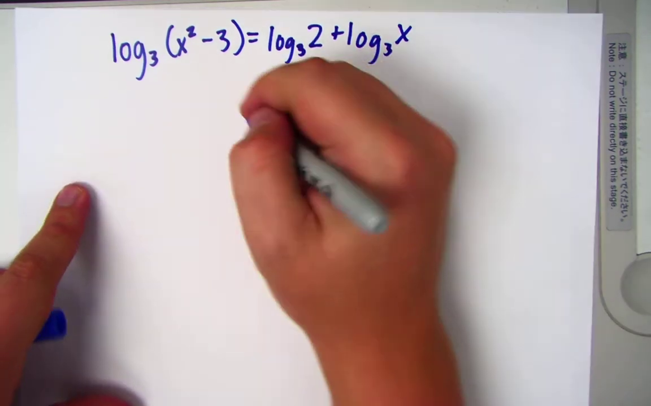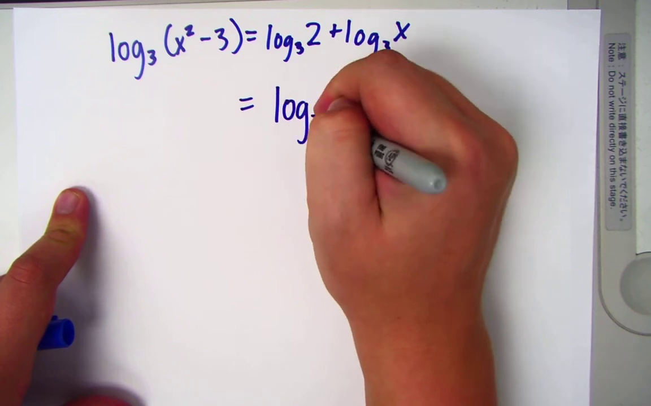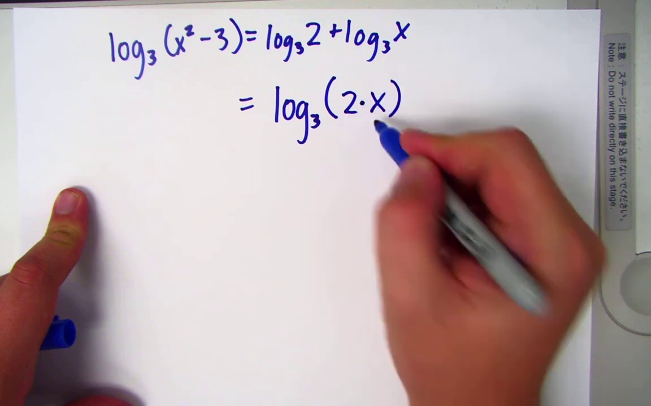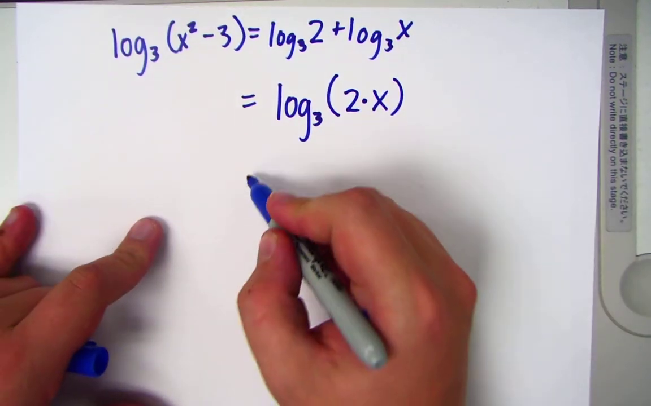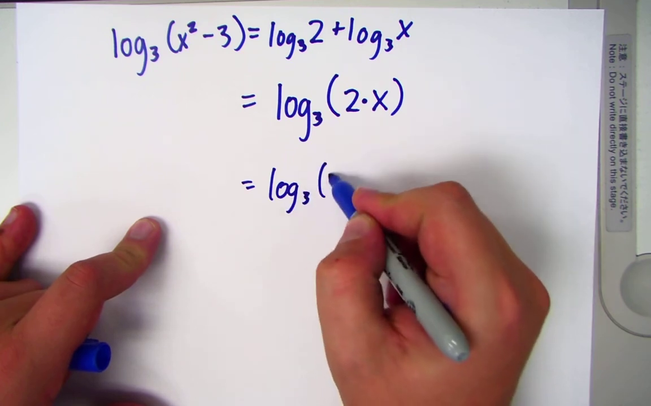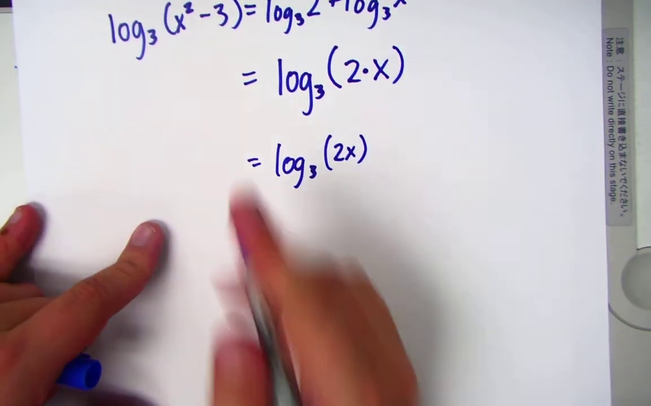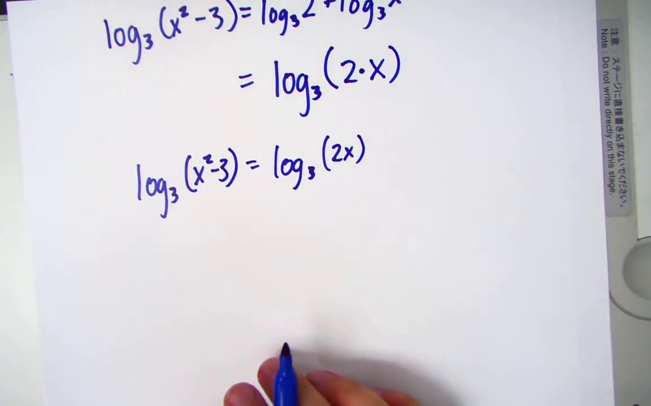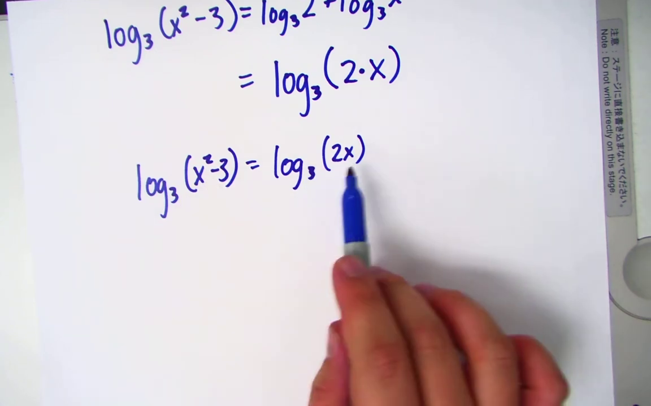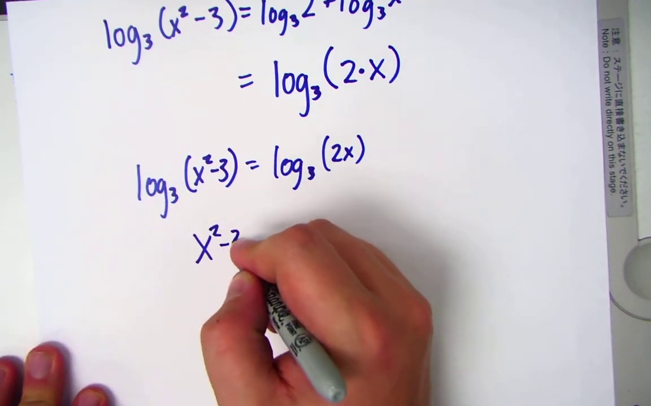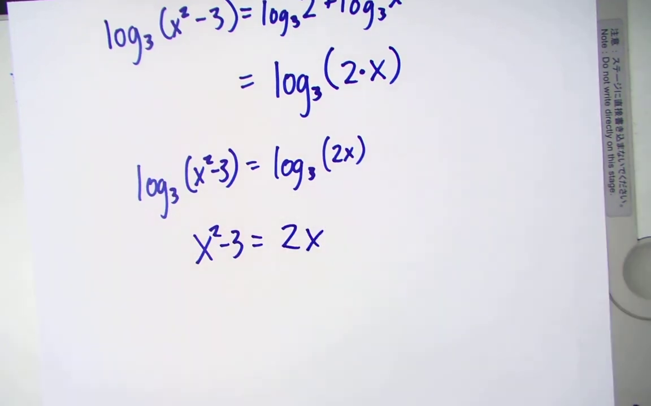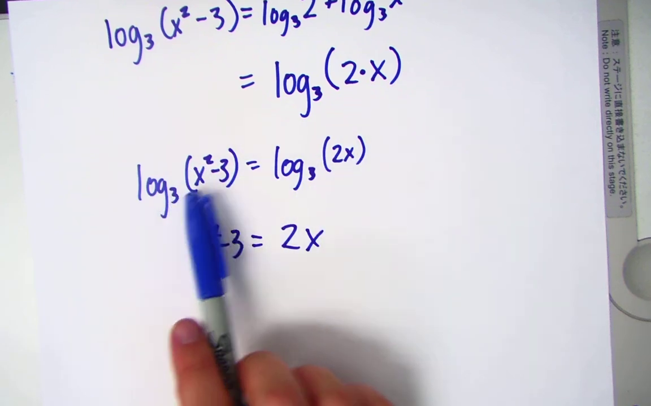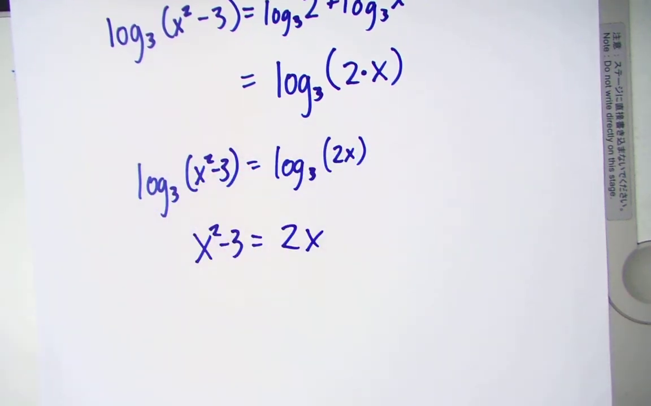I'm going to rewrite it using my log properties. A log plus a log turns into multiplication. I'm going to make it log base 3 of 2 times x, or log base 3 of 2x. And the other side is still log base 3 of x squared minus 3. That's just going to be nicer to work with, because now I can look at this and say, oh, x squared minus 3 is 2x. The thing I'm doing behind the scenes is saying, oh, if log base 3 of this equals log base 3 of this, this must be that.